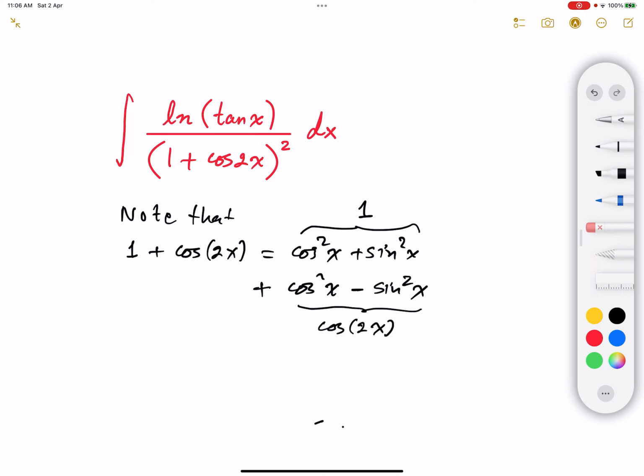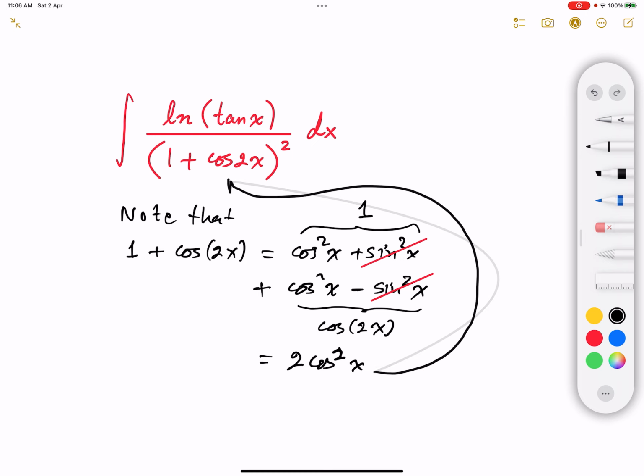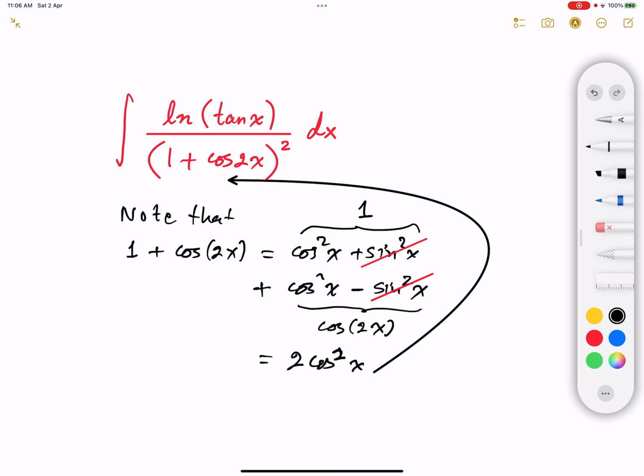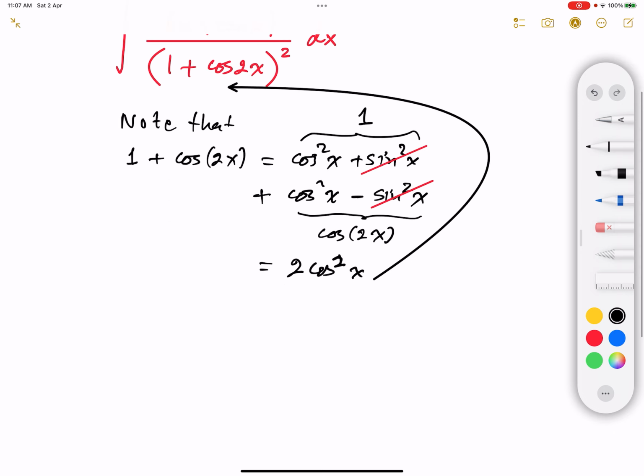So what we can notice here is that the sine squared terms cancel, and we're left with twice the cosine squared. So that gives us 2 cosine squared of x. And then we're going to take this back here. So let's do that.